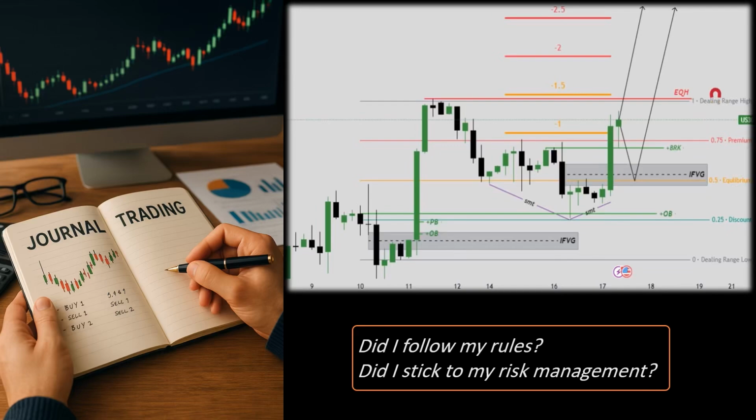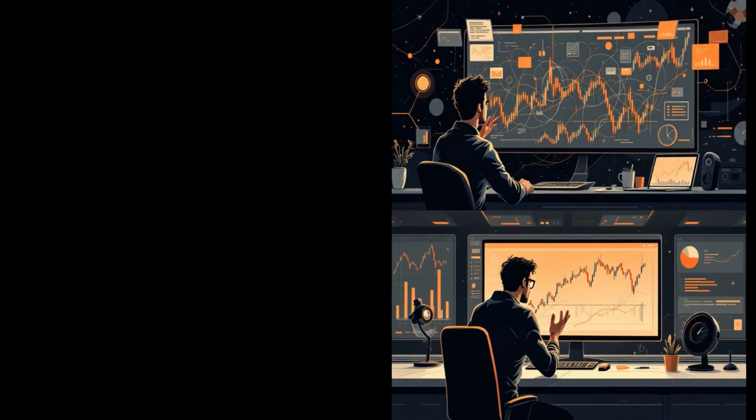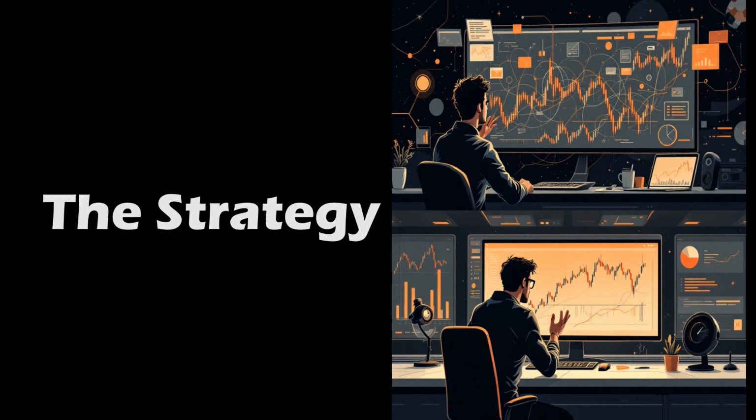Now comes the most important part, the strategy. Imagine having a clear set of rules that makes the decisions for you. Would you trade better? Absolutely. So far, we've broken down the key concepts needed for trading. Now we need a precise entry strategy, a clear set of rules that makes decisions for you.